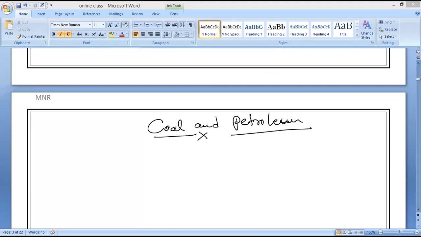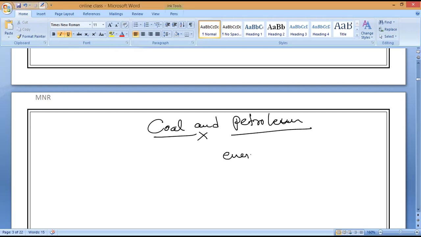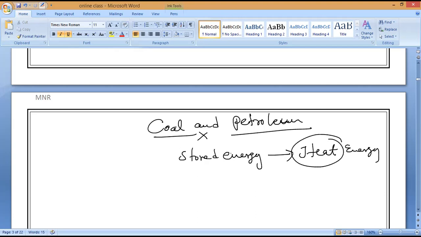Whenever we burn them, that energy will be released. If you burn coal or petroleum products, the stored energy will be released mainly in the form of one thing. What is that, guys? Anyone? What energy is it? Heat. That is heat energy. Majorly it will be released as heat, and some light energy also will be released.